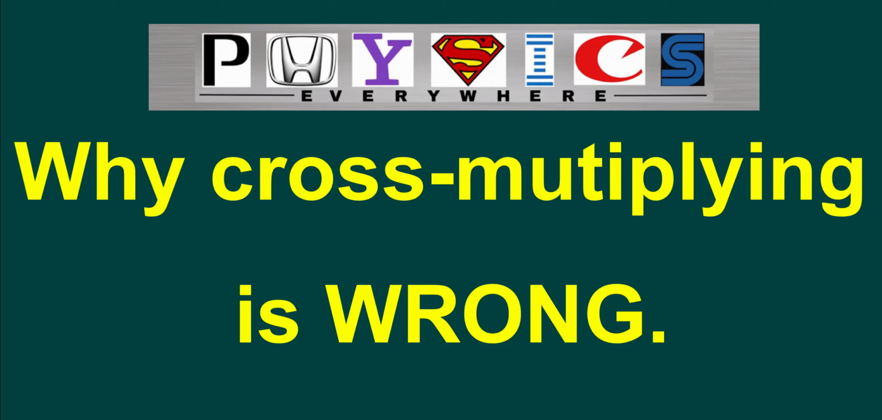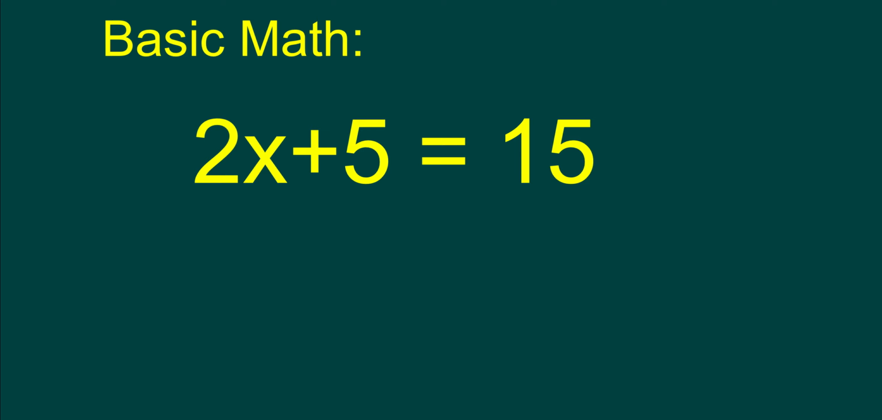This video is going to go through the concept of cross-multiplying and why it is mathematically wrong. So let's start off with a basic math relationship: 2x plus 5 is 15. We want to solve for x, which means I'd like to isolate the x on the left-hand side.